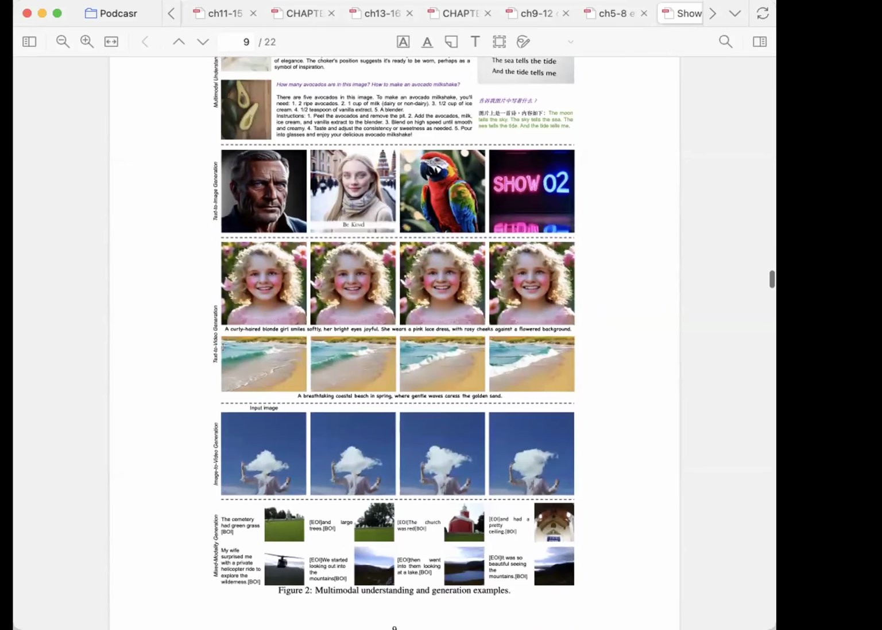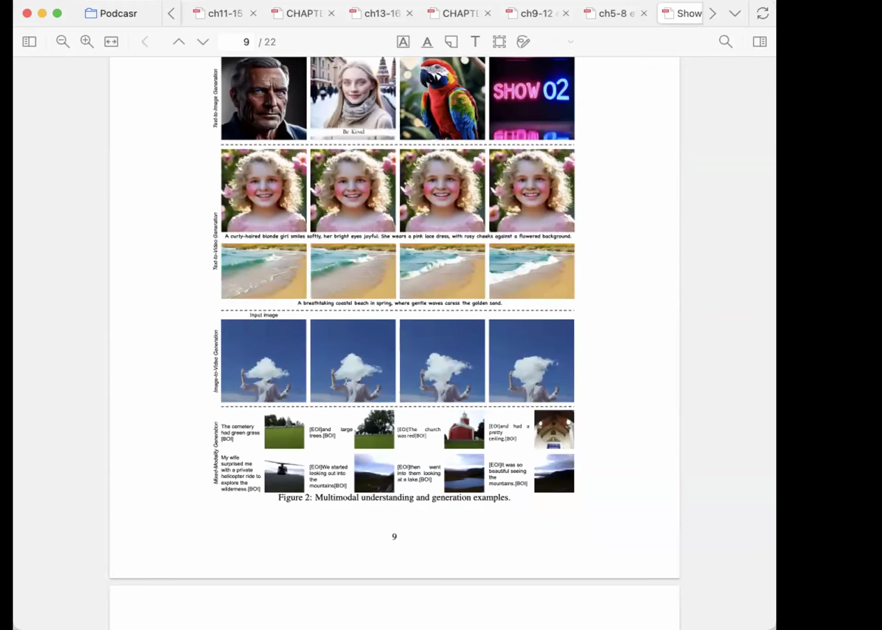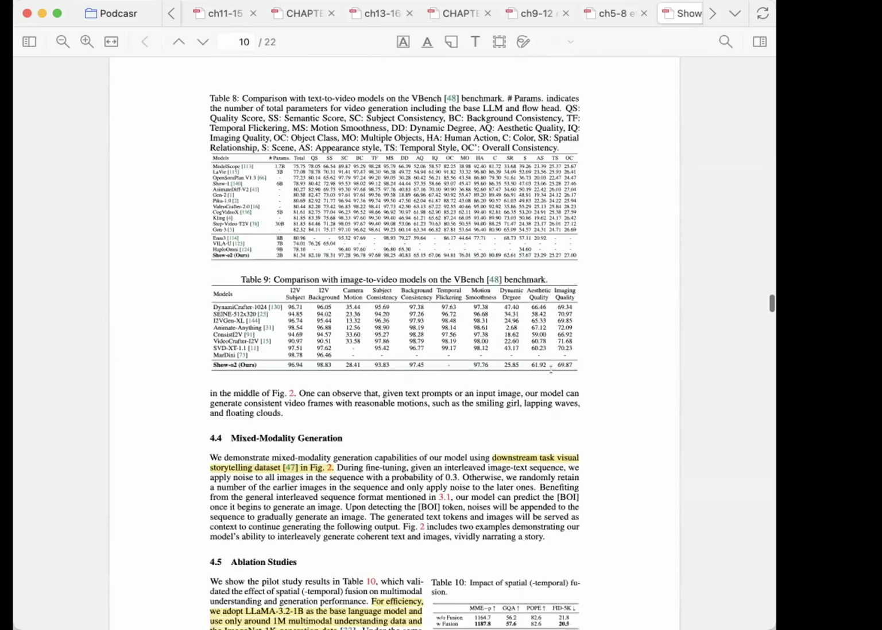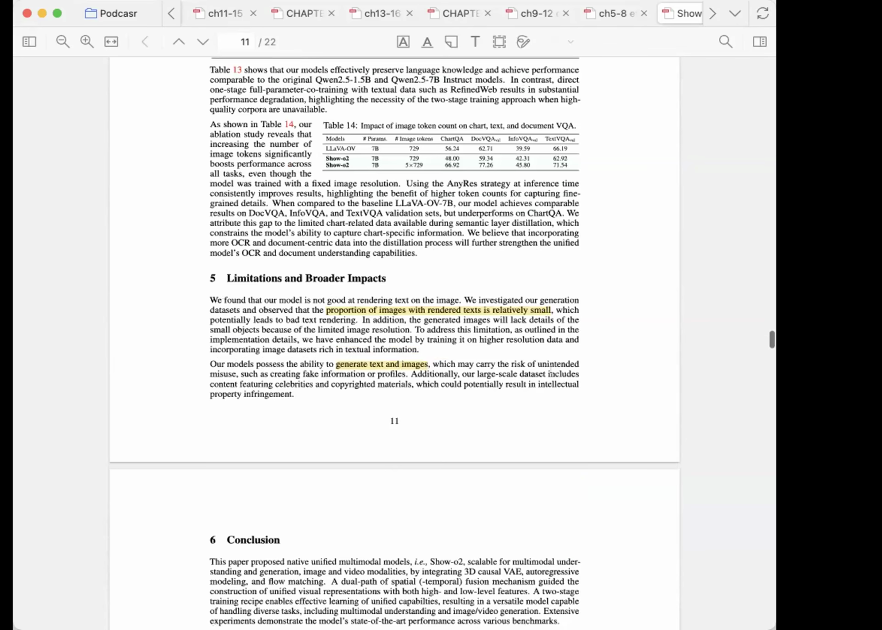And the second one is text to video. For example, here is a little girl with blonde hair. And the third one is image to video generation. It tells us about the input. Like we input the image, the cloud, and the person, and then it can move. Yeah, I think that is mainly about the findings.